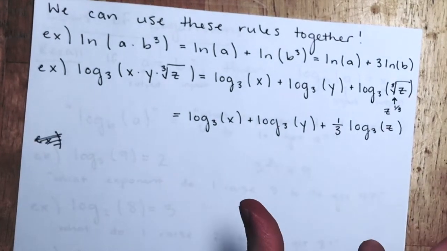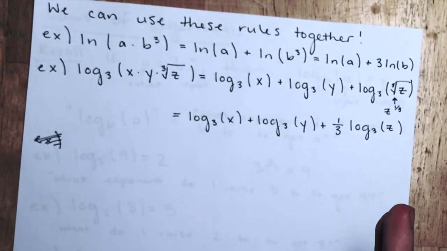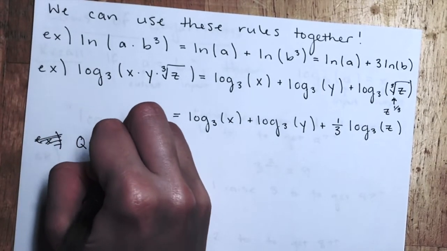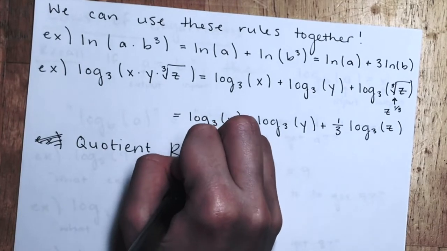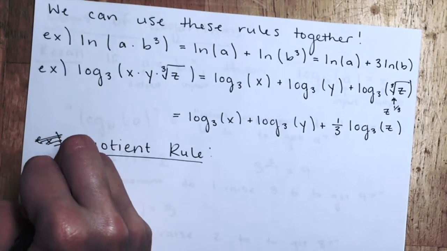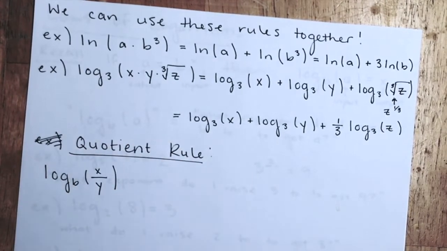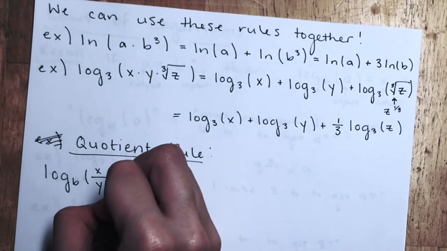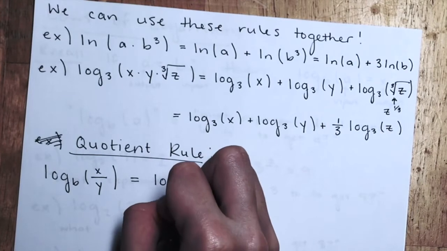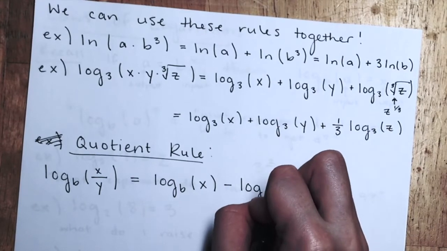We can use these two rules together to come up with another rule called quotient rule. Both of these rules together give us something called quotient rule. Okay, so quotient rule tells us that if we have log base b of a quotient, so x over y, something like this, this means that we can split this up into log base b of x minus log base b of y.